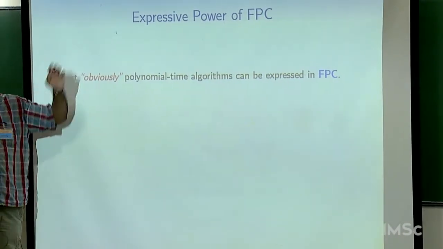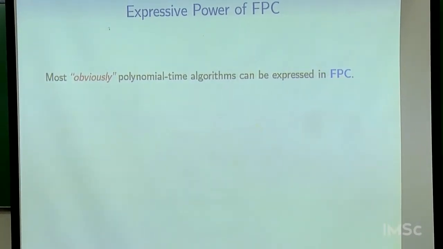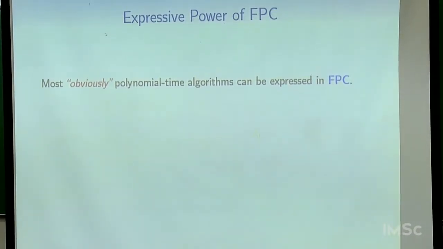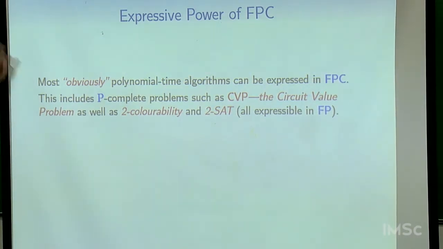Immerman proposed that FPC might actually capture all polynomial time properties because anything that turns out to be obviously polynomial time, you can pretty much express in FPC. The natural constructs that are used in polynomial time algorithms have a natural translation into FPC. And I say this includes things like CVP, two-colorability, two-SAT. All of these are actually already in fixed-point logic.